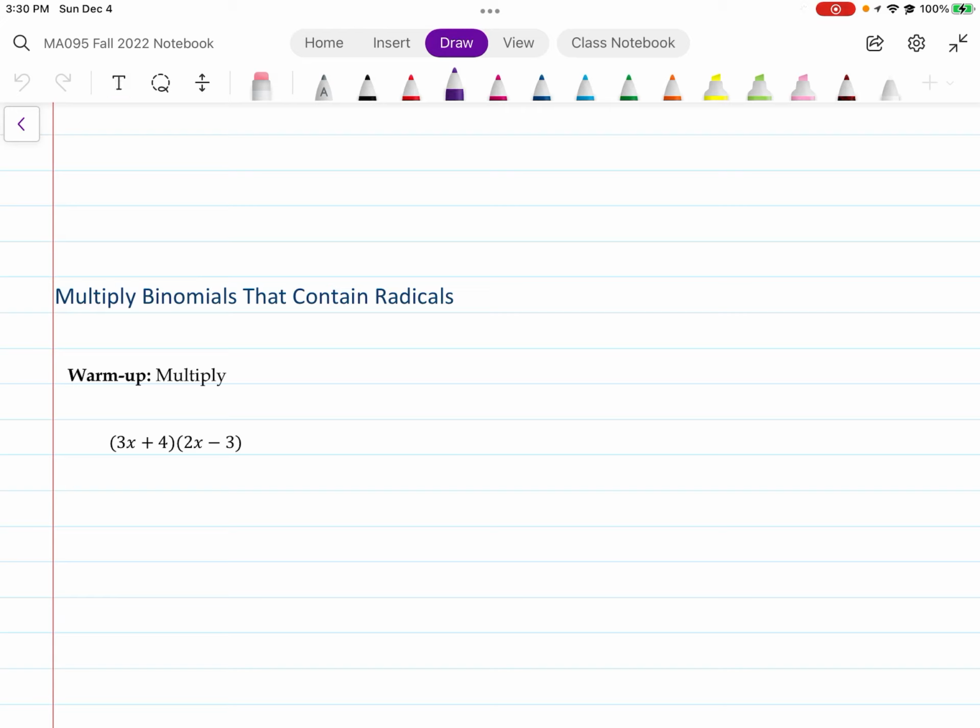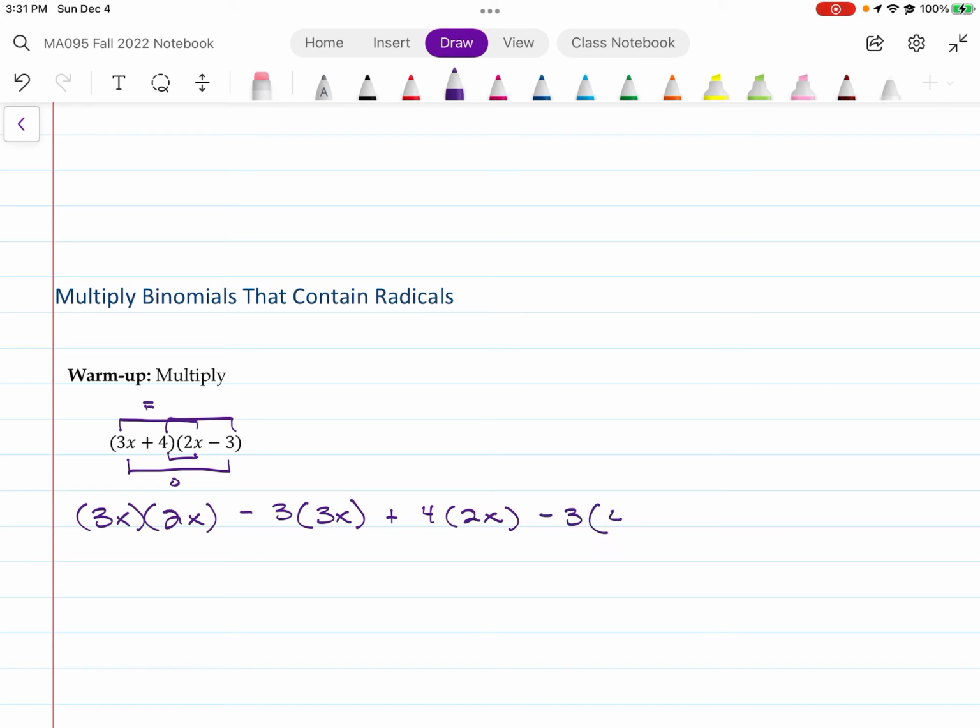Okay, so hopefully you remembered to FOIL it. So first is these two. You're going to take 3x times 2x. And then we're going to do the outside term, so minus 3 times 3x. I just choose the order that makes most sense to you. That's the outside term. And then the inside term is going to be plus 4 times 2x. And then the last is going to be 4 times negative 3, or minus 3 times 4, however you want to think about it, so it works best in your brain.